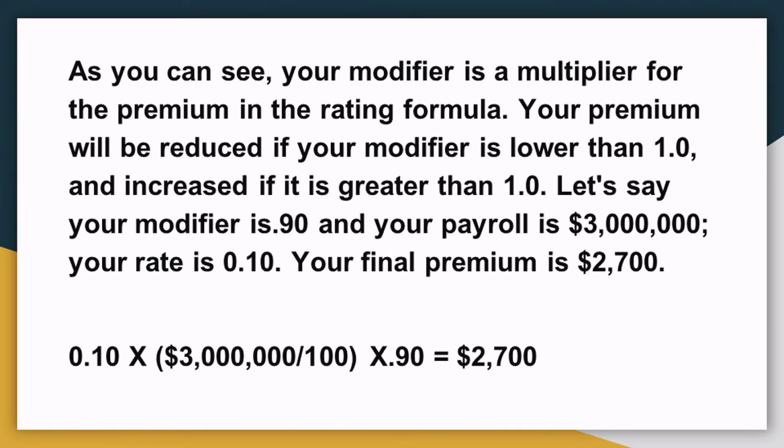As you can see, your modifier is a multiplier for the premium in the rating formula. Your premium will be reduced if your modifier is lower than 1.0 and increased if it is greater than 1.0. Let's say your modifier is 0.9 and your payroll is 3 million. Your rate is 0.1. Your final premium is 2,700. 0.1 times 3 million divided by 100 times 0.9 equals 2,700.